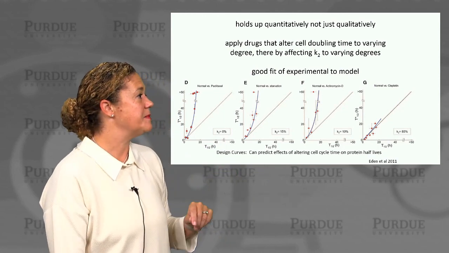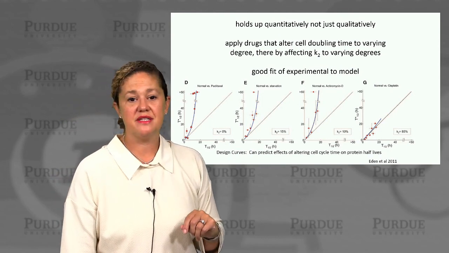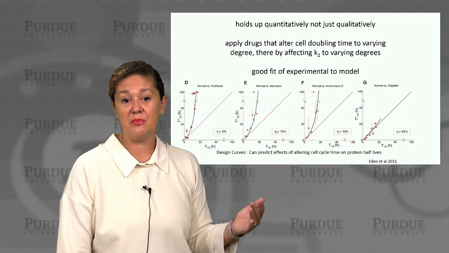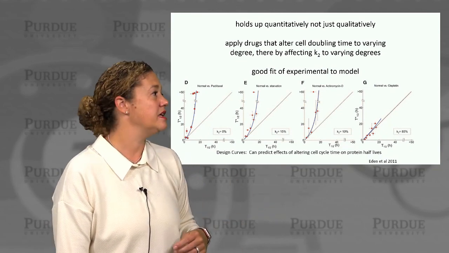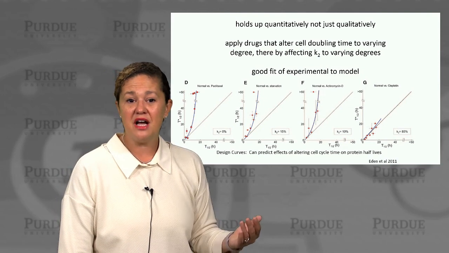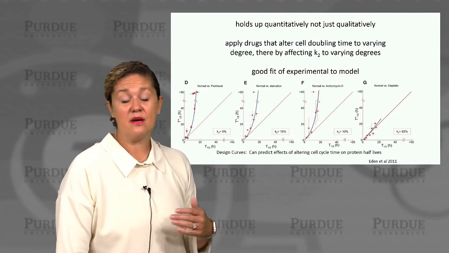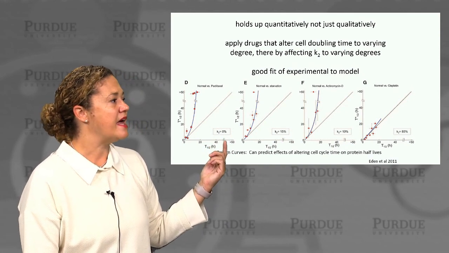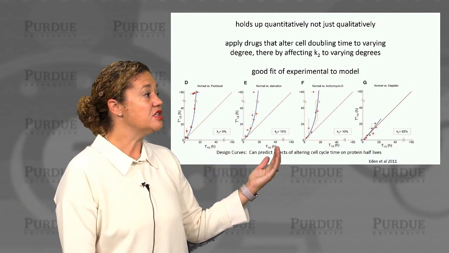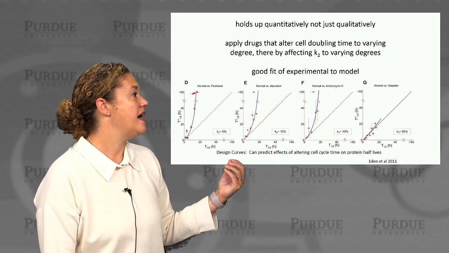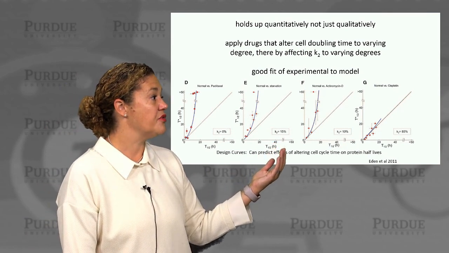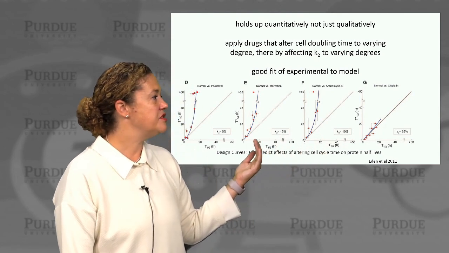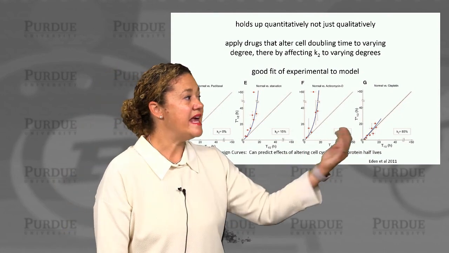And so they looked at this experimentally. They applied drugs that altered the cell doubling time to varying degrees. So the first drug that we talked about previously was extreme and completely arrested cell growth. There are other drugs and treatments that will affect cell growth, but to different extremes. So they looked at another drug that completely arrested cell growth. They looked at starvation, which had an arrest of cell growth pretty large, but not quite as extreme. And other K2 values ranging from 0 to 85%.